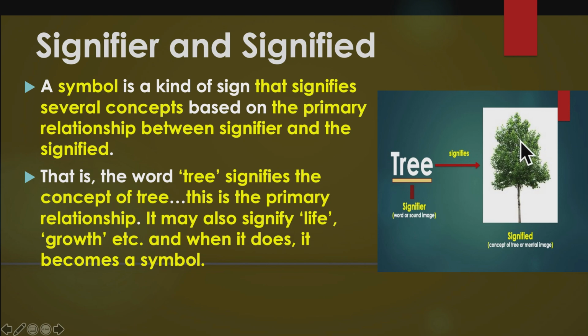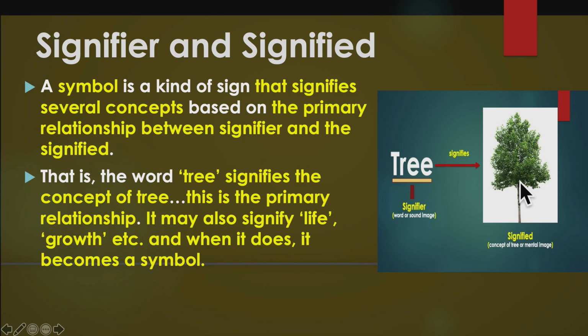But symbol means it carries more information. That is, the word tree signifies the concept of tree. This is the primary relationship. It may also signify life, growth, etc. And when it does, it becomes a symbol. If the word tree is used in many different ways and different contexts, in some contexts the word tree may mean life, may mean growth, may mean many other things. In that case, it becomes a symbol.